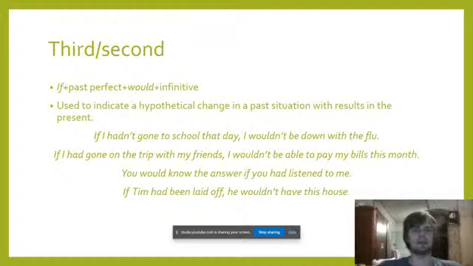So we have an if clause with a past perfect, and then the other clause is the would with an infinitive. So basically, we have a cause and effect. We have that cause and effect relationship going on here. So we use that to indicate a hypothetical change in the past situation which results in the present.